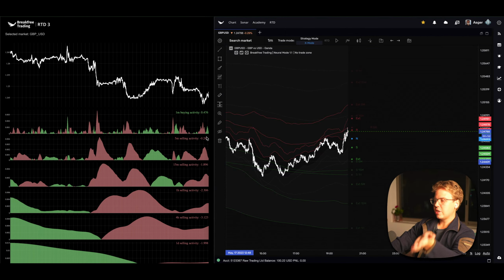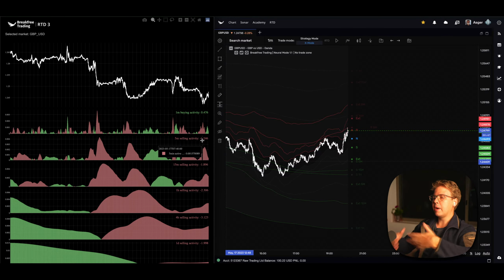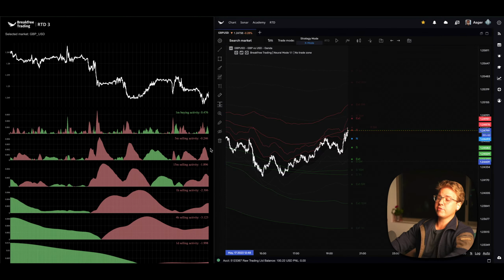But what you want to pay attention to is, how does the 1 minute really overlap into the 5 minute? How do the buying algorithms on the 1 minute time frame compare to the selling algorithms that are active on the 5 minute time frame or 15 minute time frame, and so on?